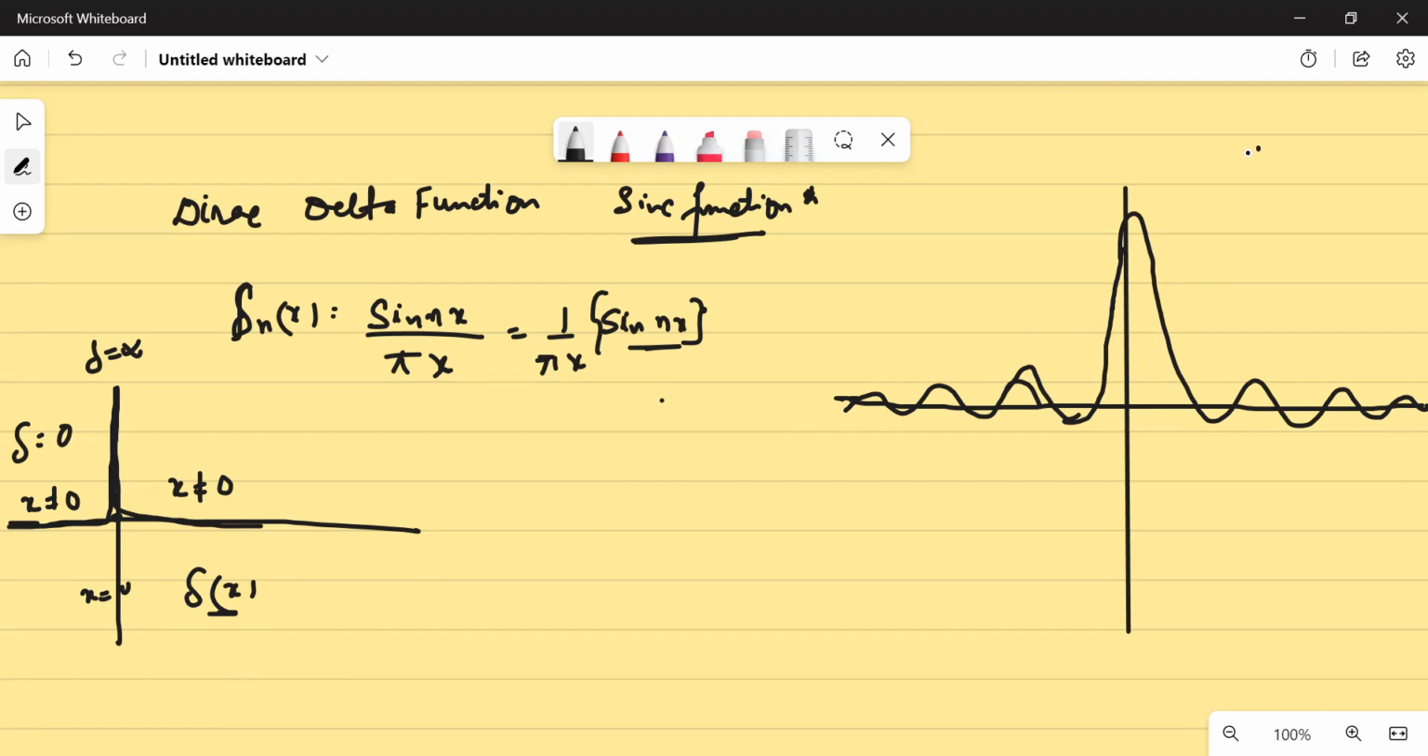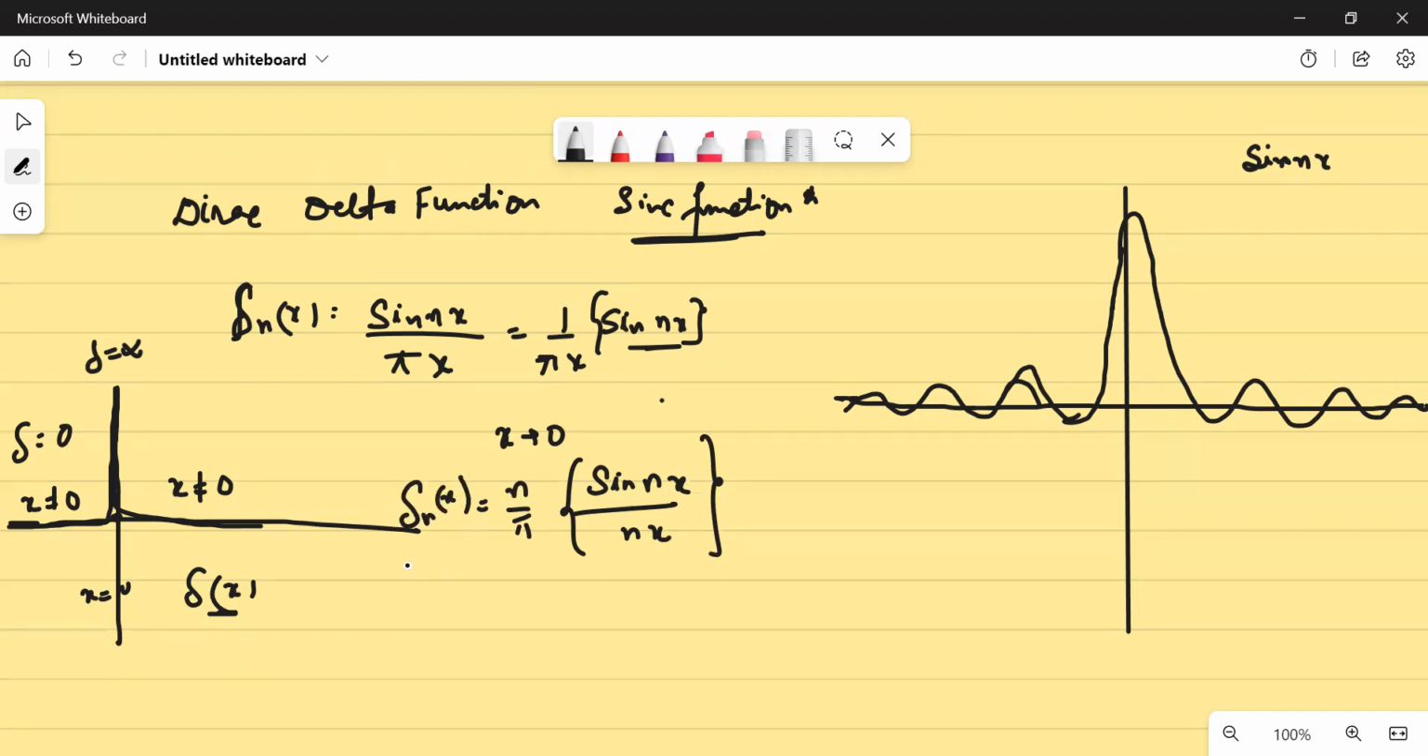Overall, try to make a grasp of it. For example, this function is sine nx over pi x. Now try to understand my point that as x tends to 0, this entire function will become like sine nx upon nx, and you place n upon pi here. We are trying to find the limit of this particular function as n tends to infinity. As x tends to 0, sine nx upon nx will become 1, because this is the limiting case: x tends to 0 means nx also tends to 0. Remaining, you have this particular portion, n upon pi, so as x tends to 0 and n tends to infinity, this will approach infinity.